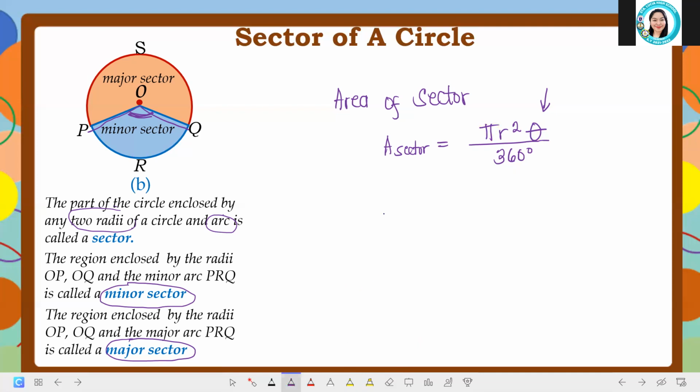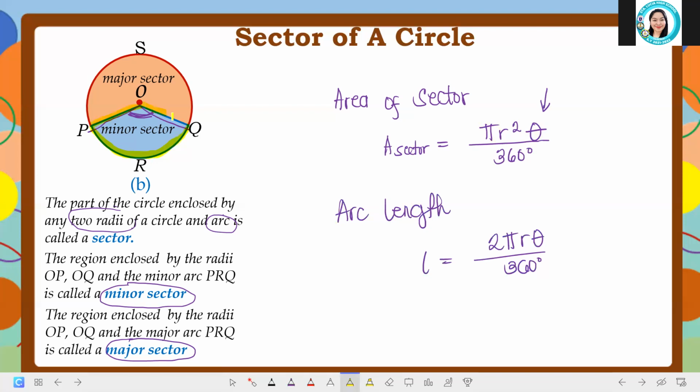We are going to also solve for the length of the arc, or the arc length. Para ma-solve natin si arc length, meron din tayong formula. Our formula is arc length equals 2 pi r theta divided by 360 degrees. Okay, so that is for the arc length. Ano yung arc length? Gaano kahaba naman yung measure ng arc?